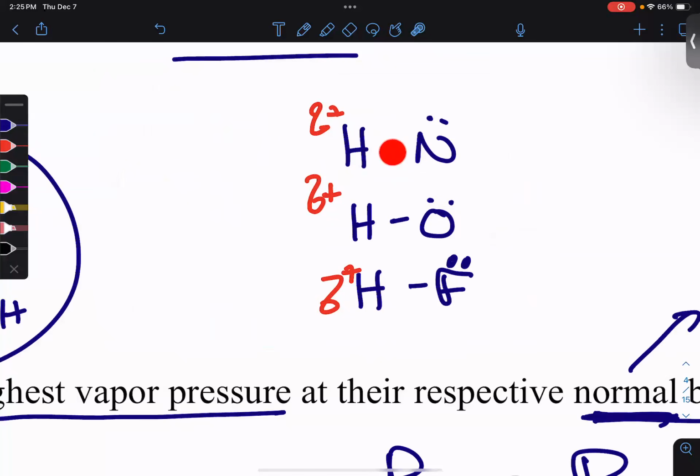Is this a hydrogen bond right here? No, that's a covalent bond. That's a covalent bond. That's a covalent bond. What a hydrogen bond is, is when another HF molecule comes about and does this interaction. This is a hydrogen bond because this hydrogen is electropositive, and the other fluorine atom is electronegative. This is a hydrogen bond.